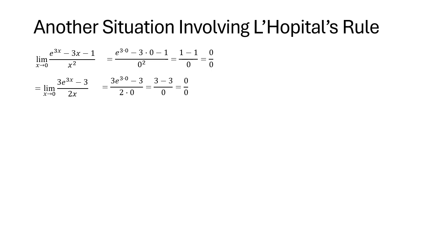In this case, we have to use L'Hopital's rule again. Taking another derivative of the top results in 9e to the 3x minus 0, which is just 9e to the 3x. And the derivative of 2x on the bottom is 2. Now, if we plug in 0, we get 9e to the 3 times 0 over 2, which ends up being 9 over 2, which is our answer to this problem.